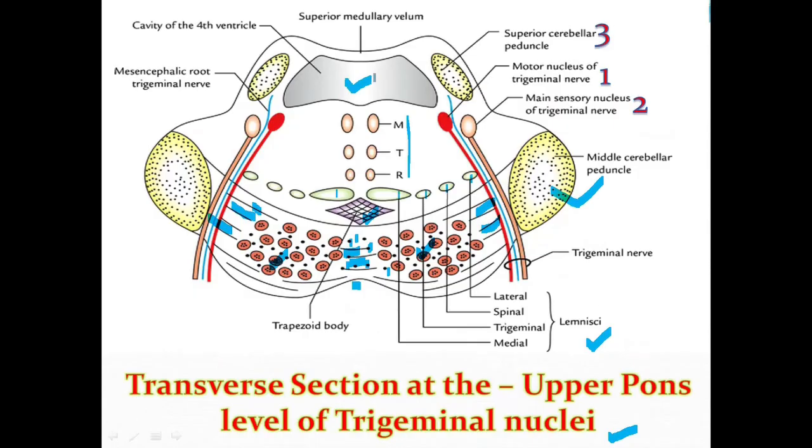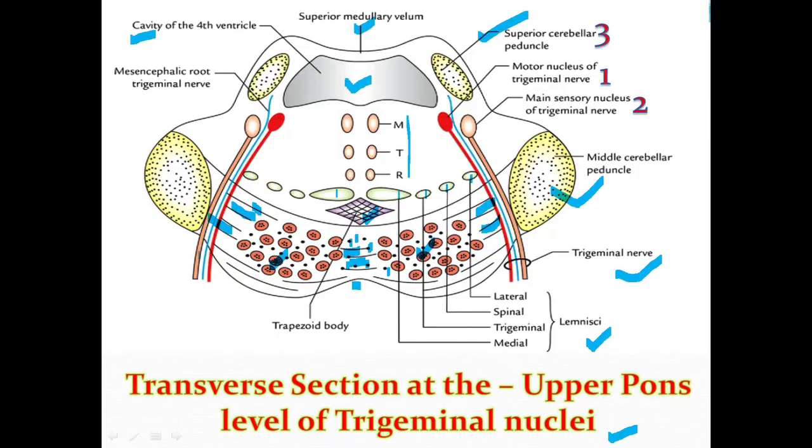The posterior aspect of the pons is studied: the cavity of the fourth ventricle, which is covered by the superior medullary velum. I can identify the cavity of the fourth ventricle, and on either side, I can identify the MCP. What should I remember as the main point? At the anterolateral aspect of the pons, the trigeminal nerve is emerging.